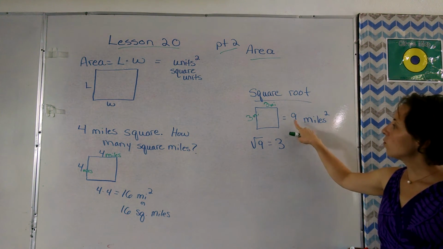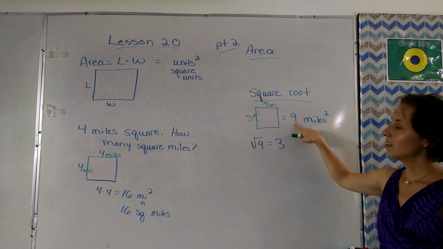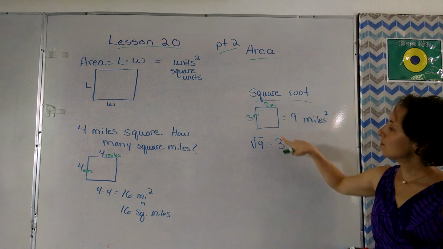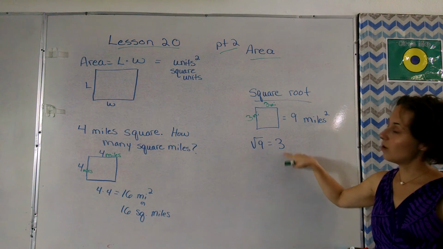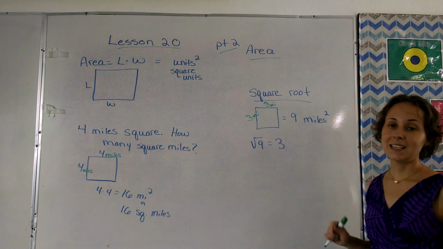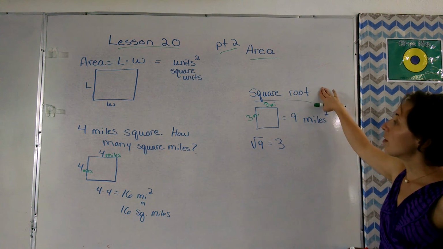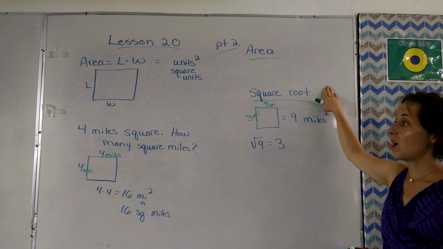By thinking about what two numbers multiply together to make this, finding the square root gives me the measures that I need to help me find the sides. This is why we bother learning square root and why it's helpful in our math classes.